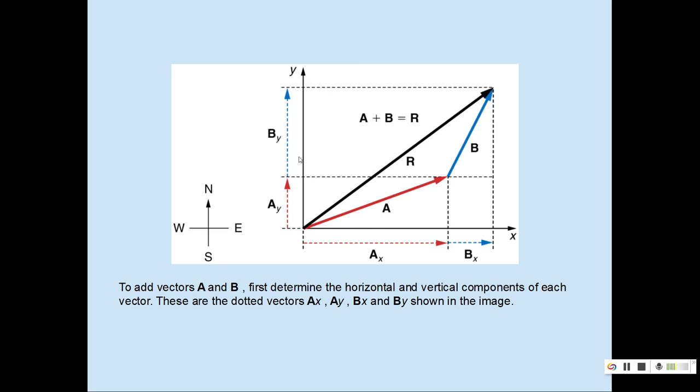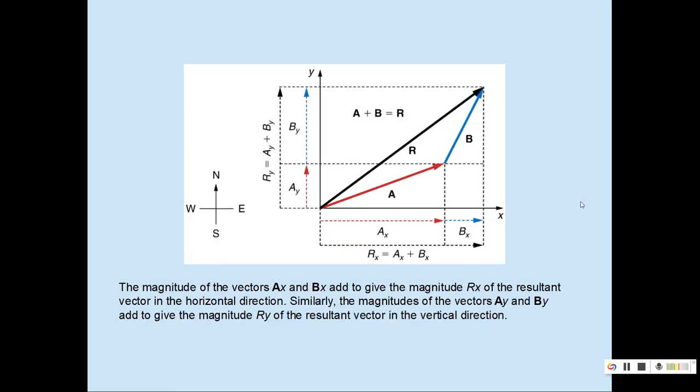Ay again plus By also has to be how far this vector extends in the y direction. So when you have A and B, and you're trying to find R, the first thing to do if you want to add them together is to do it in a much more consistent method than bothering with your ruler and your protractor. Figure out what Ax is, figure out what Bx is, add those together, and that will give you Rx, right? Figure out what Ay is, figure out what By is, and that will give you Ry, the y component of R, and of course the x component of R as well.